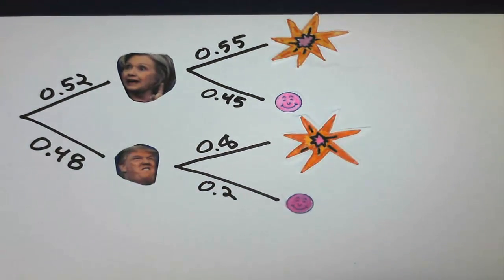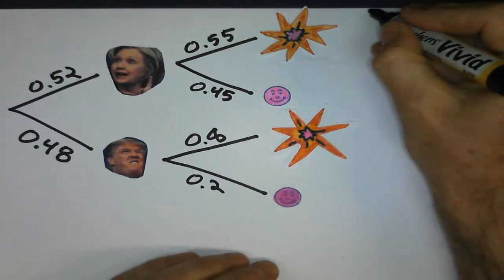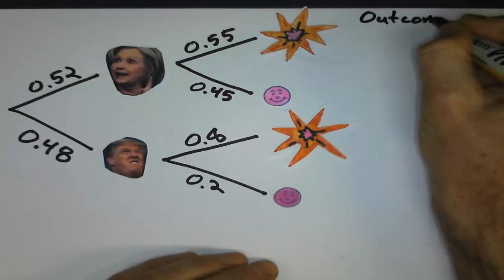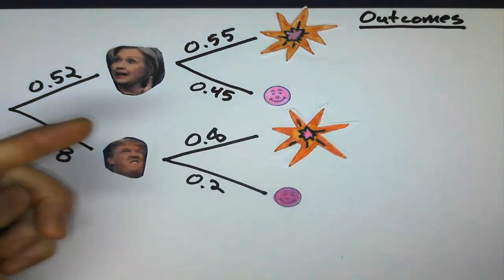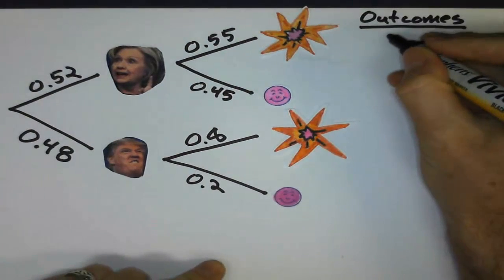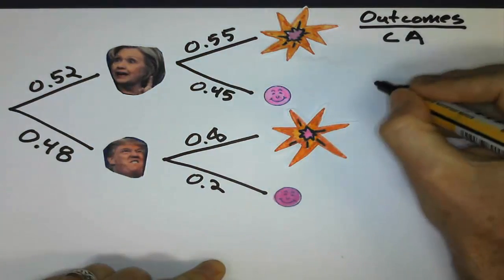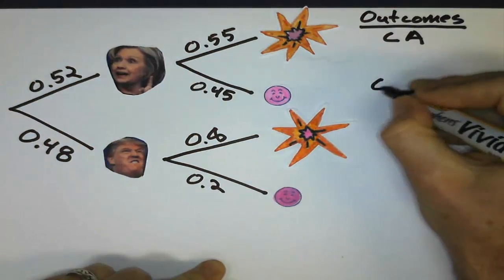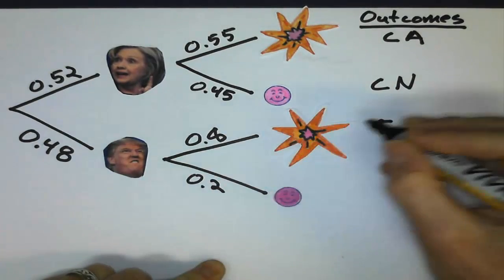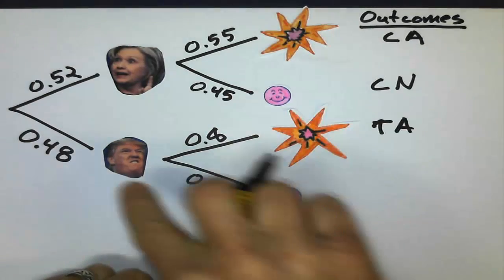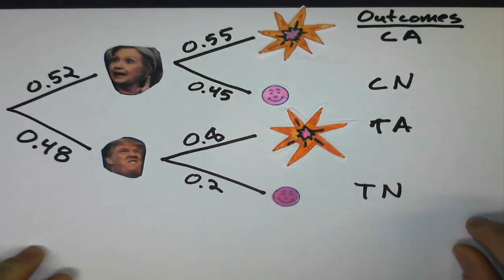Okay, so what a probability tree does is it helps you with outcomes. You've got possible outcomes here, and you read across the probability tree. So one outcome is Clinton and Armageddon, or you could have Clinton and no Armageddon. You could have Trump, T for Trump, and A for Armageddon, or you could have Trump and no Armageddon. Okay, we don't want Armageddon, by the way.